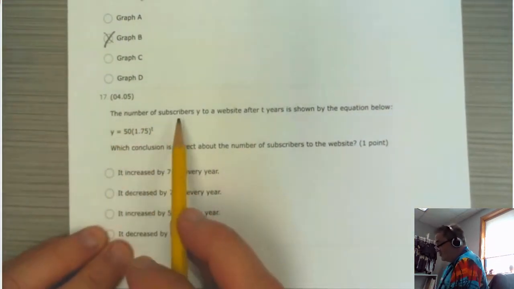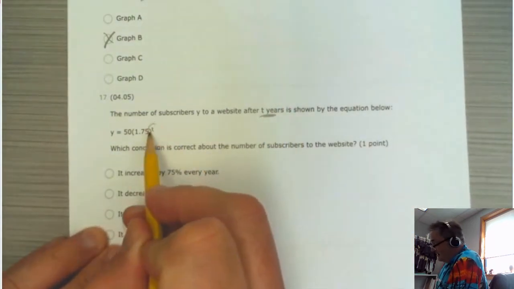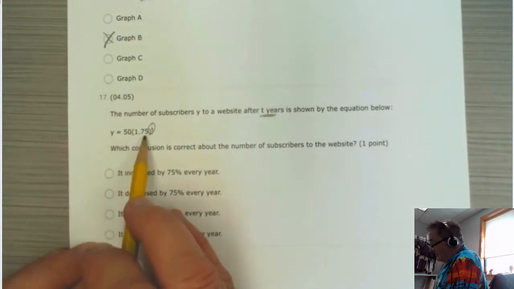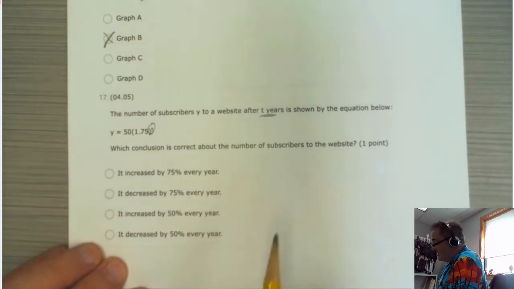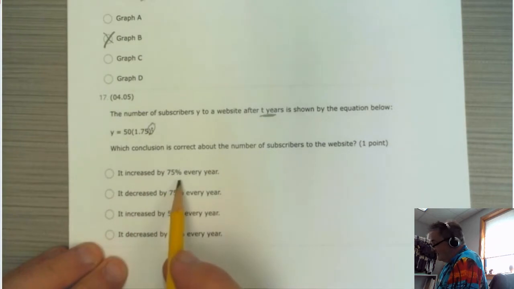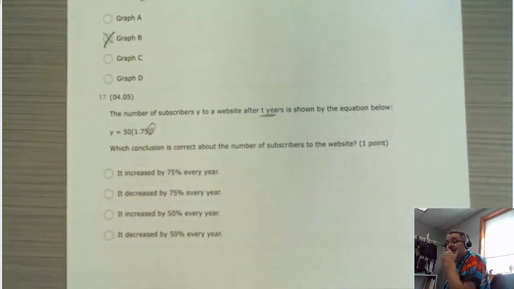The number of subscribers y to a website after t years, so t is years, is shown by the equation below: y equals 50 times 1.75 to the t. So what conclusion is correct about the number of subscribers? Okay, it started with 50. And what happened? Did it increase by 75%, decrease by 75%, increase by 50%, or decrease by 50%?